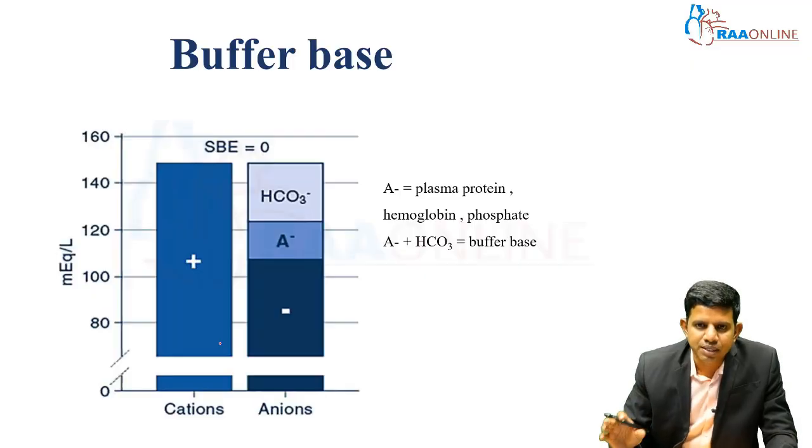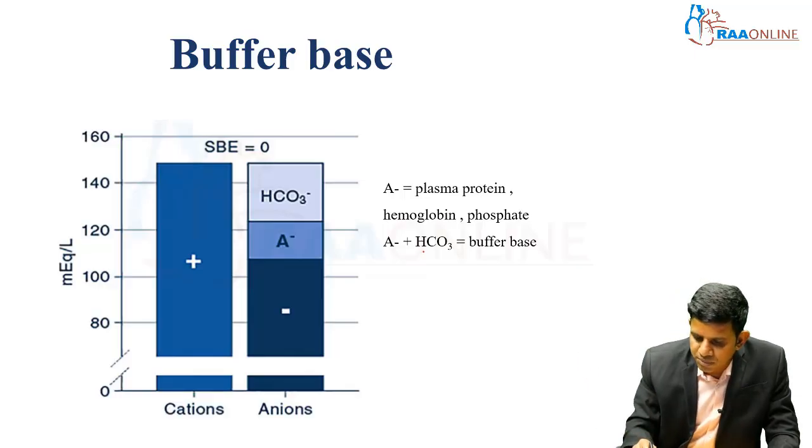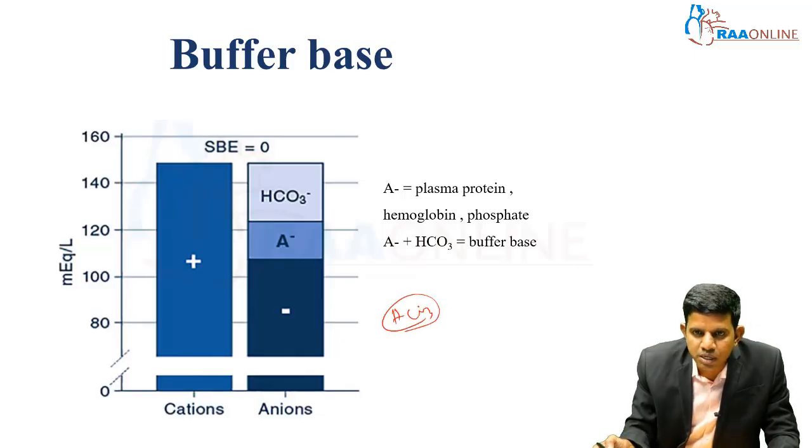What is buffer base? Nothing. The buffer system in the body, I already told, there are two types of buffer system in the body. One is the carbonic buffer system, the second is the non-carbonic buffer system. The carbonic buffer system is our bicarbonate. The non-carbonic buffer system is our plasma protein, hemoglobin and the phosphate.